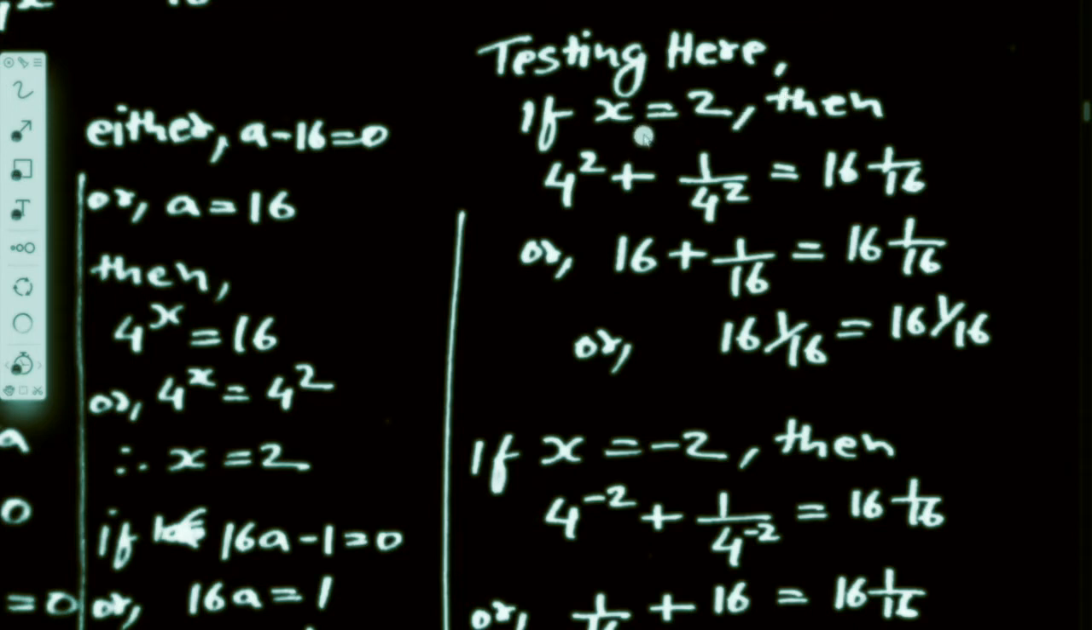Now we are testing. If x equals 2, then in the starting equation, we should put the value of x; at every step, we keep 2 in place of x. So 4 power x means 4 square, so 4 square plus 1 by 4 square equals 16 plus 1 by 16. 4 square means 16 and 1 by 4 square means 1 by 16, so 16 plus 1 by 16 equals 16 plus 1 by 16. Here both sides are the same.